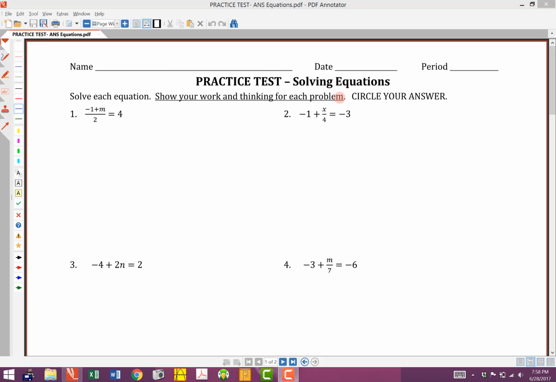So please make sure you're showing your work, and then remember, if you've got time, you can always double check and make sure you got the answer for the equation, because you can plug it in and make sure it makes the equation true. And then as always, make sure you circle your answer here.